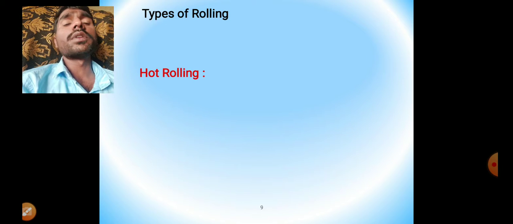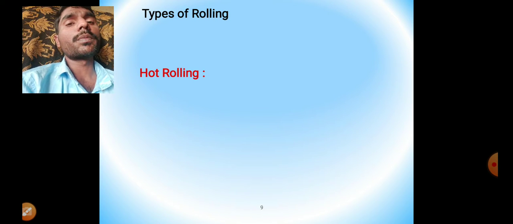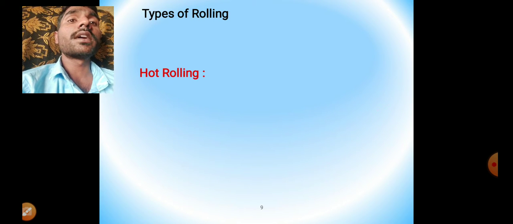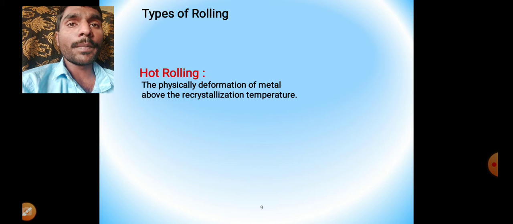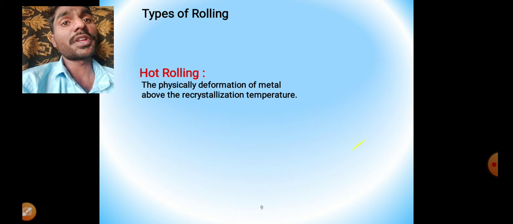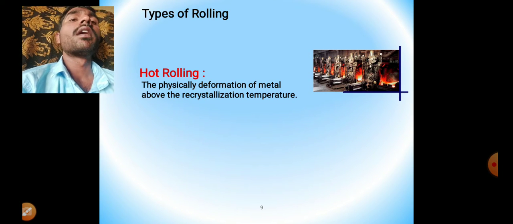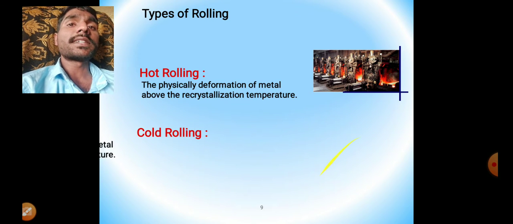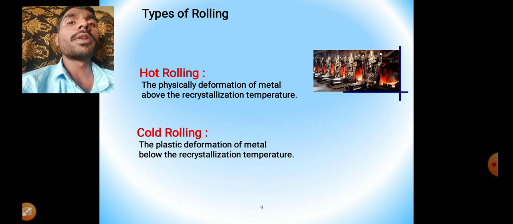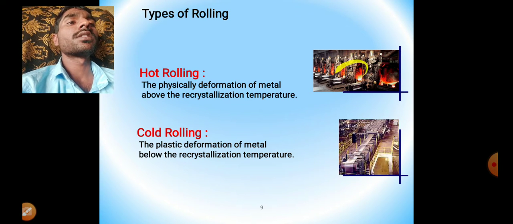The types of rolling: there are two types of rolling mills, hot rolling and cold rolling. Hot rolling is the physical deformation of the metal above the recrystallization temperature, which is done in the hot strip mill. And cold rolling is the plastic deformation of the metal below the recrystallization temperature. This is the hot rolling, this is the cold rolling.